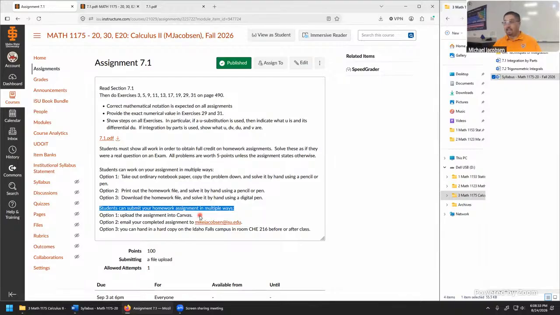You can either say, if you did option 1, take a scan of your work. Cell phone pictures are just fine as well. If I can read your handwriting, if I can read the image, then I'm not too picky about that. So if you worked it on paper, then just scan it, take some pictures of it, and then upload the assignment into Canvas. And that would always work just fine.